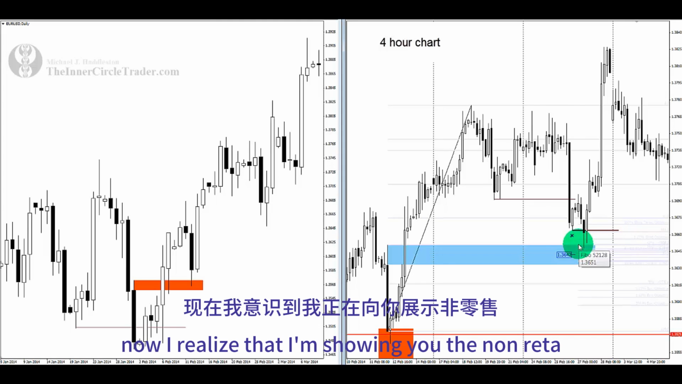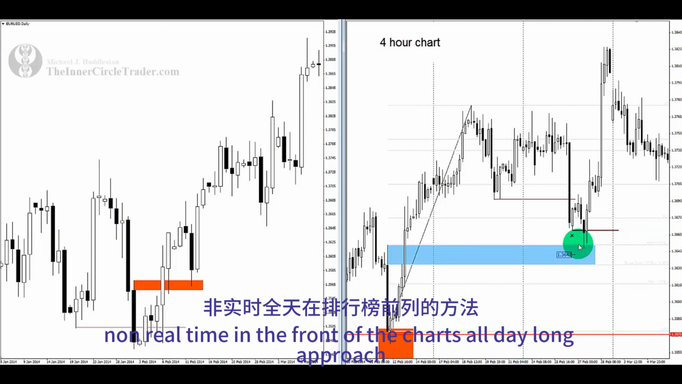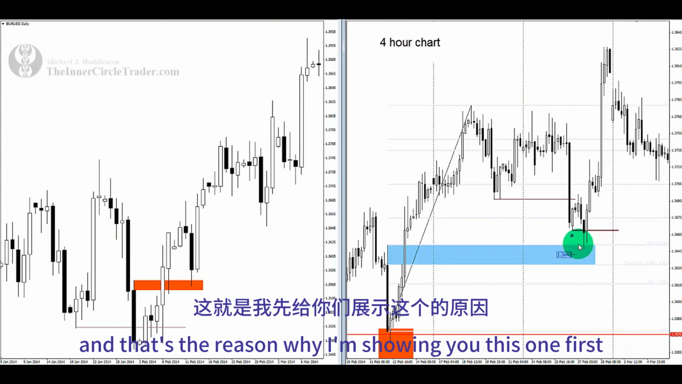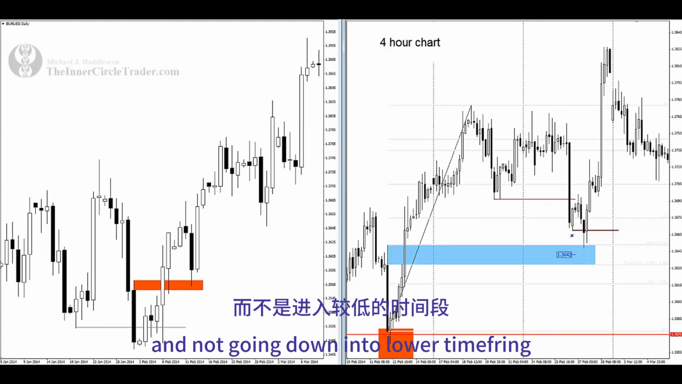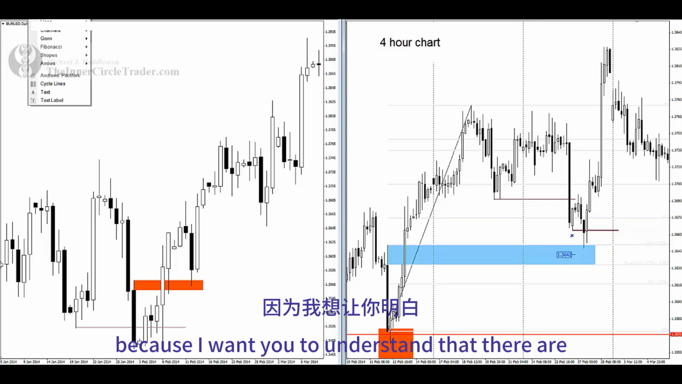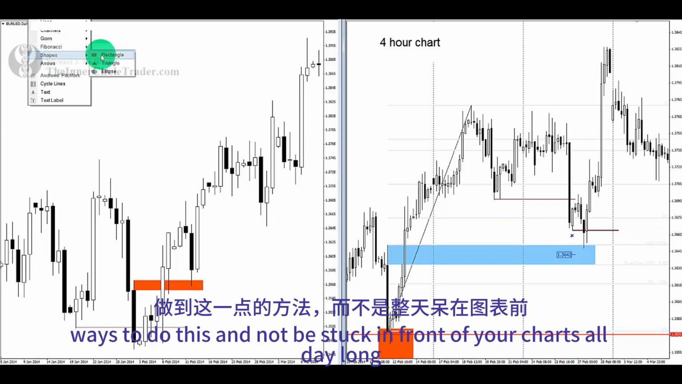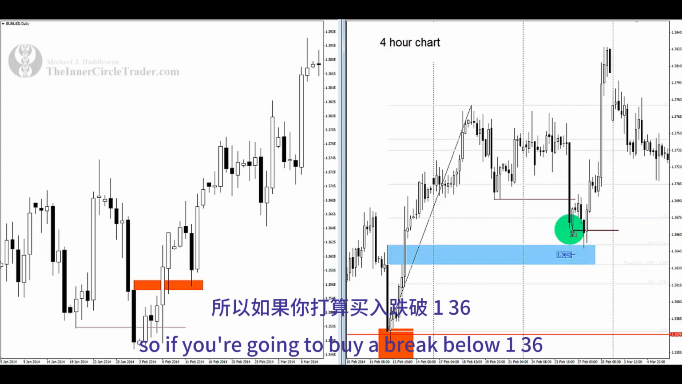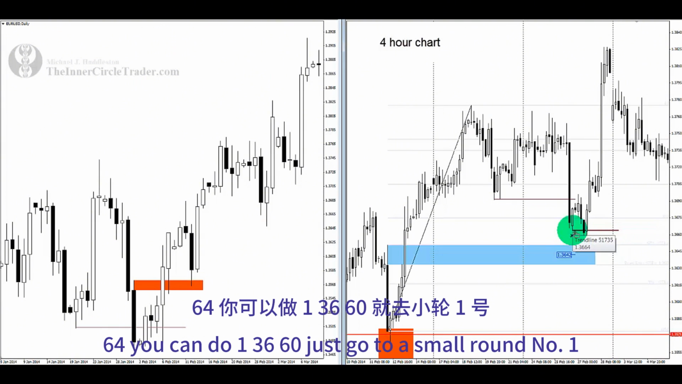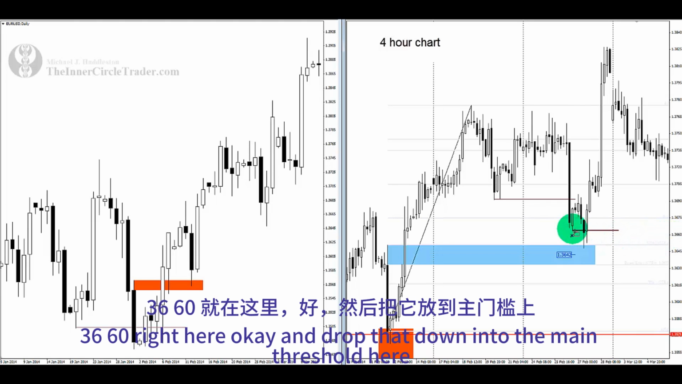Now I realize that I'm showing you the non-real time, in-front-of-the-charts-all-day-long approach, and that's the reason why I'm showing you this one first and not going down into the lower time frame, because I want you to understand that there are ways to do this and not be stuck in front of your charts all day long. So if you're going to buy a break below 136.64, you can do 136.60. Just go to a small round number, 136.60 right here.